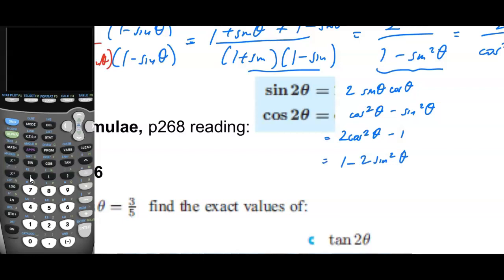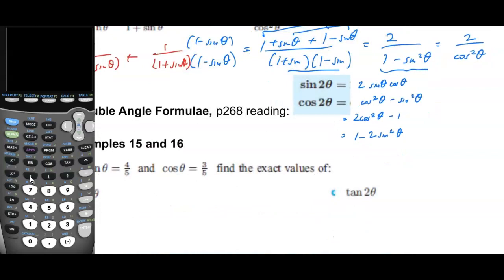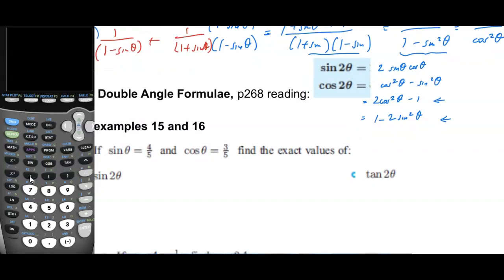How do you know which one to use? You're going to use the one that is the least complex. You don't want to add more sines and cosines to what you already have. If you already have sines in your expression, try to use this one. If you already have cosine squared in your expression, try to use this one. Don't add sines if you only have cosines. Don't add cosines if you only have sines. Okay? All right.